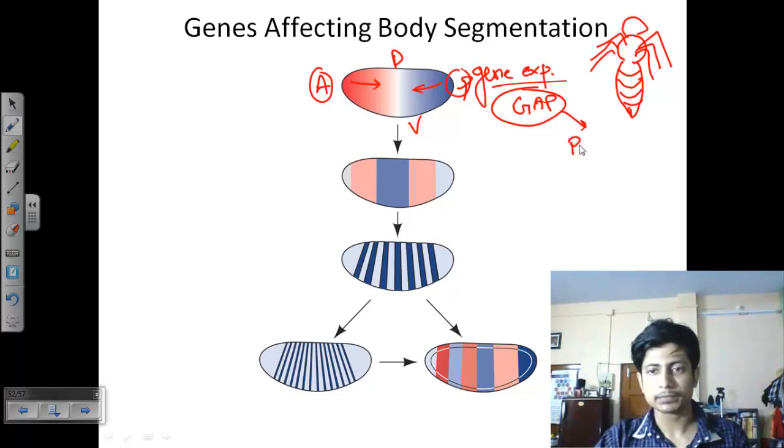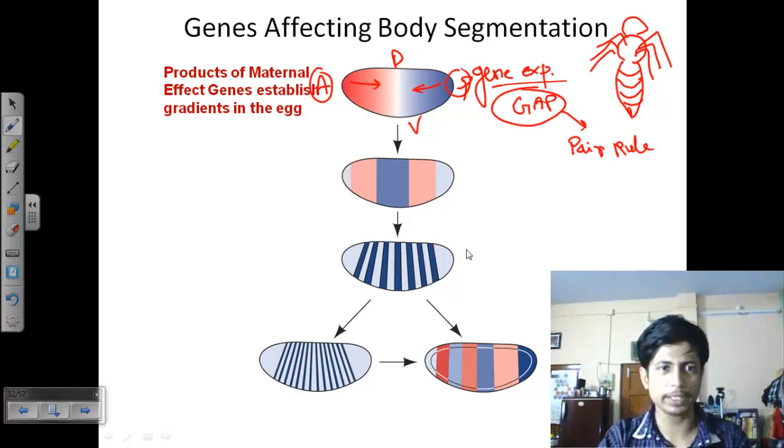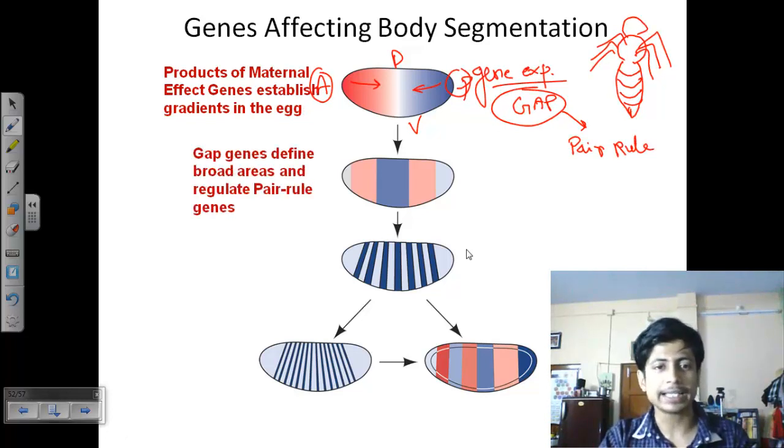Then come the pair rule genes. Pair rule genes then slowly segmentize the body into different regions, and then the segment polarity genes come in. So if we begin with that, maternal effect genes establish the gradient in the cell. Then gap genes define the broad areas that will be regulated by other genes called pair rule genes.